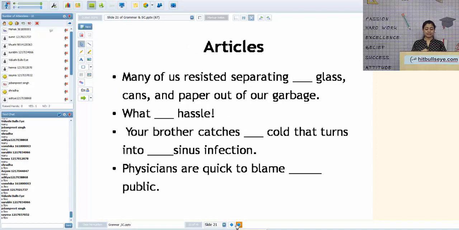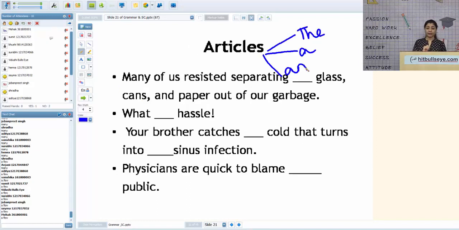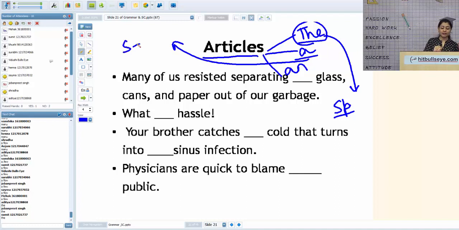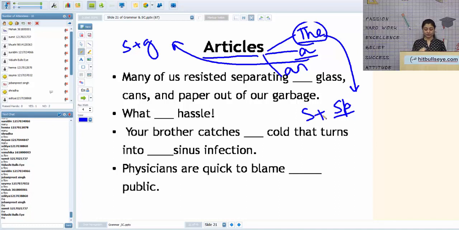Moving on to articles. So we know articles are the, a, and an. Regarding the usage, articles are usually used to replace the use of one. In this case, when we use the, we are talking about something specific. The sun or the company, we are referring to something very specific. But when we say a, we are usually talking about singular plus general, whereas the is singular plus specific.